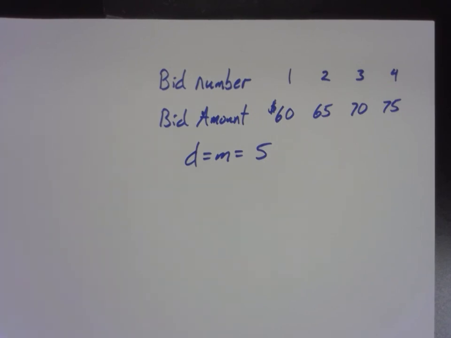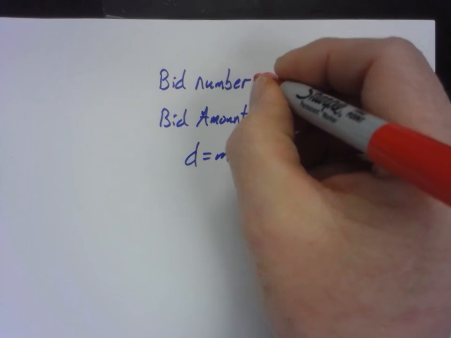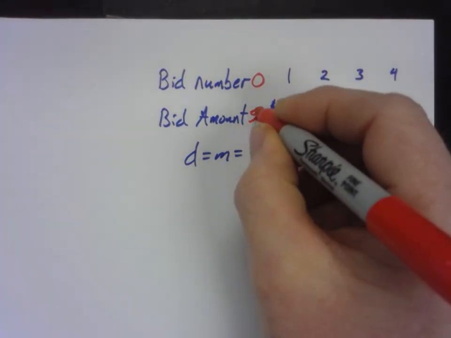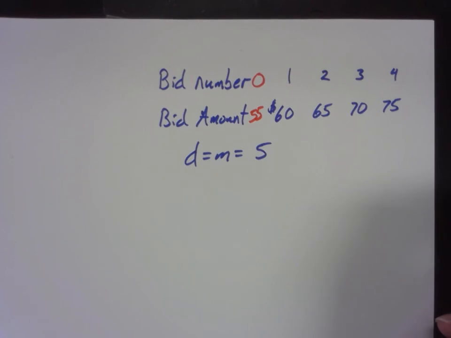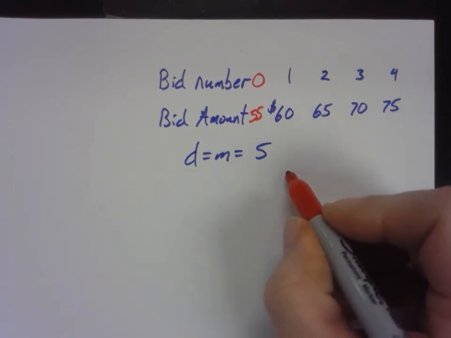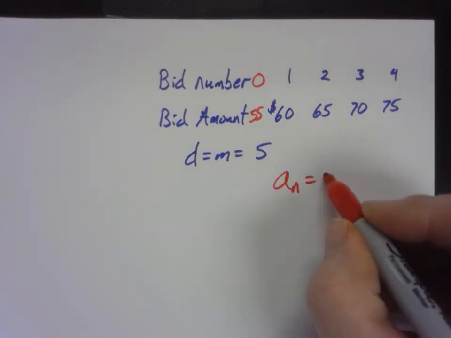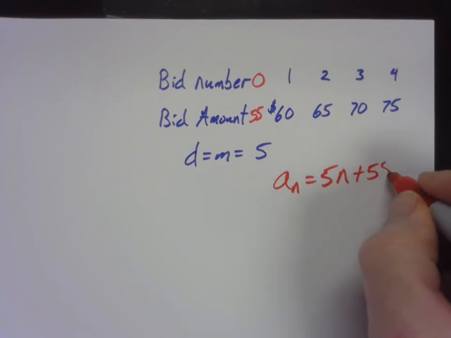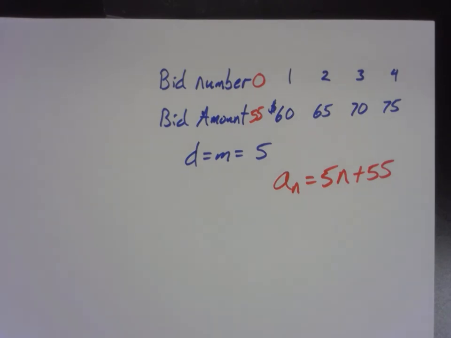Now, sometimes a 0 does make sense, and I'll show you another one like that. But if we kind of backtracked a little bit, what would bid number 0 be? 55, right? So this equation, a sub n, would equal 5n plus 55. And then we would know, okay, what's the 10th bid going to be? What's the 100th bid going to be? Something like that, right?